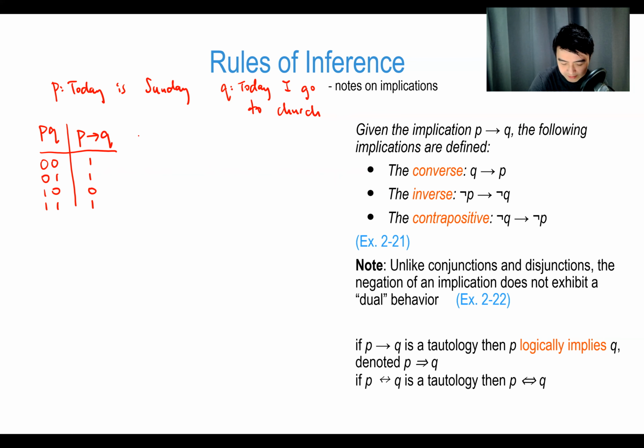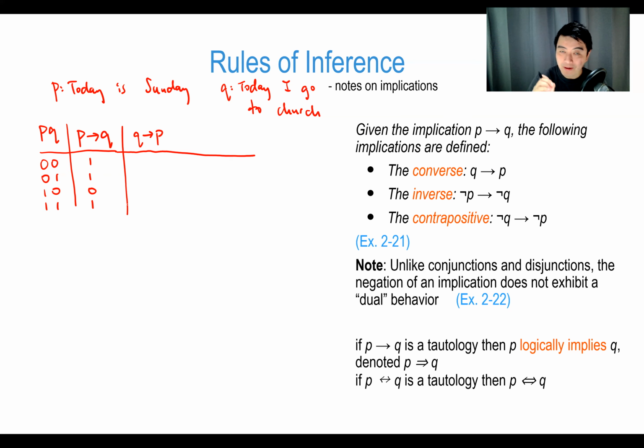So the converse goes like this: we have a statement Q implies P. Right now, what I want to figure out is, do they have the same logic? Is it true that P implies Q is logically the same as Q implies P? If we read the sentence, it is saying that today I go to church implies that today is Sunday. Another way to say that is, if today I go to church, then today is Sunday.